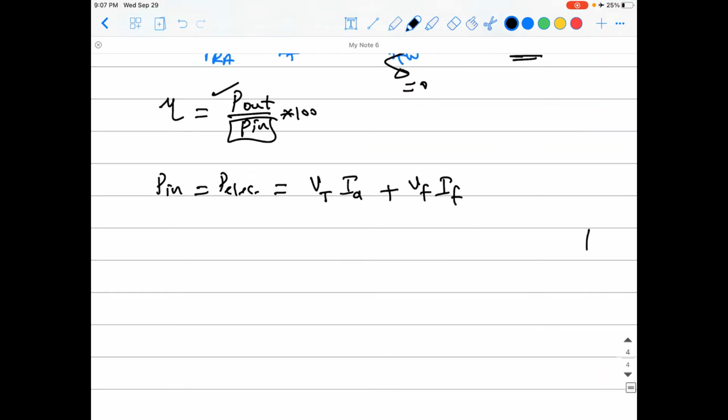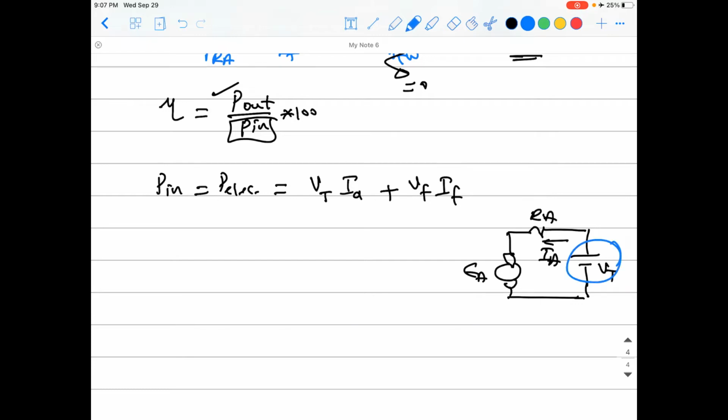If you remember, I have the first source, V terminal, attached to the armature, that is EA, and this current is IA. So the electrical power coming from this source is basically the voltage of it times the current, which is IA. And because that's a separately excited machine, you have another source here, VF, that is RF, and the current coming out of it is IF. So there is another electrical input coming from here, and to find it you just multiply VF and IF.